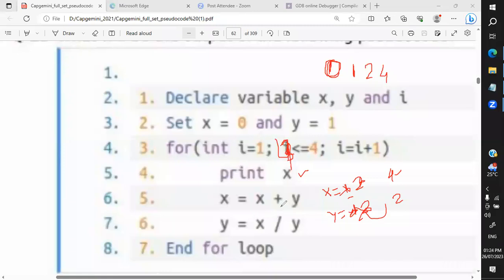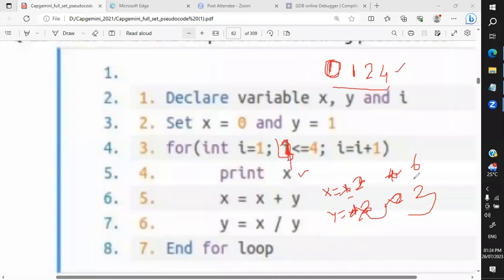And after that, x equal to x plus y, 4 plus 2 is 6. Y equal to x by y, 6 by 2 is 3. Now it goes back, I value will become 5. When I equal to 5, loop gets terminated. Got it, everyone?